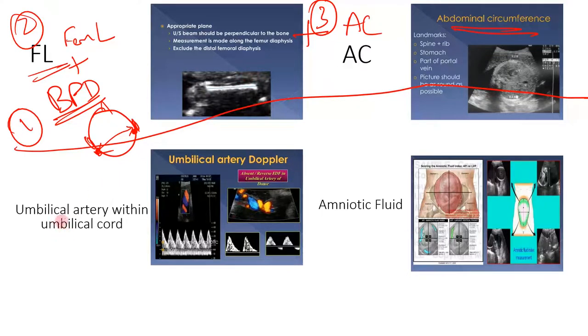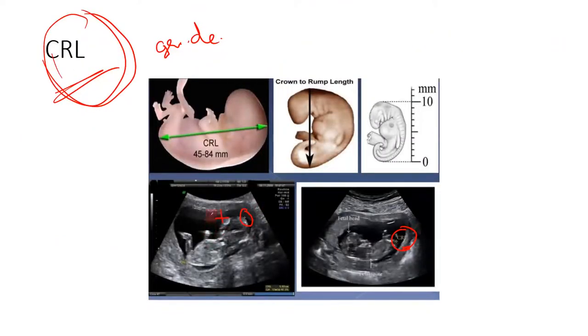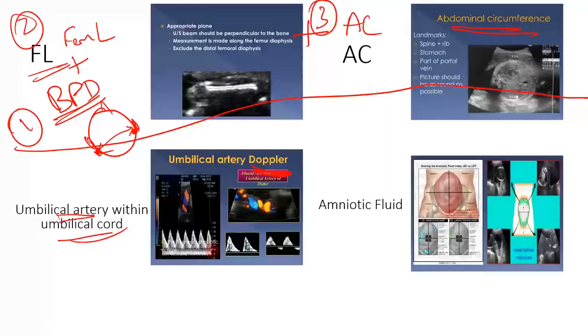This is the umbilical artery Doppler. Okay, umbilical artery Doppler. Doppler is one thing that you can add to ultrasound. In an ultrasound image, it looks very dull. It is basically a black and white film. Okay, but in radiologist terms, if you add color to it, you can actually understand the flow pattern.